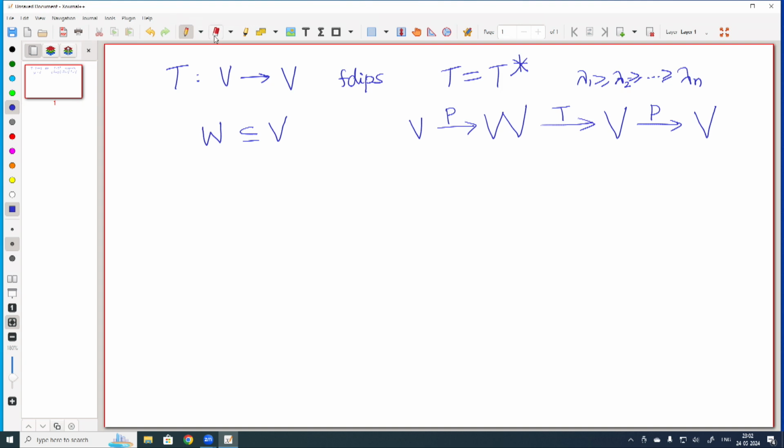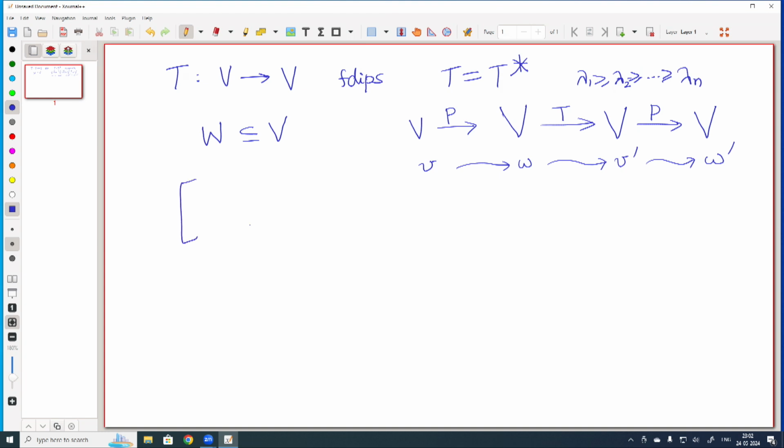I could also make this a V, but the image of P will land inside W in the intermediate steps. So, here is V, the answer will lie inside W. You apply T, the answer will go back into V. You apply P again, the answer will come back into W. So, that operation takes things in W and maps them to something again in W, and things which are in W perp it kills.